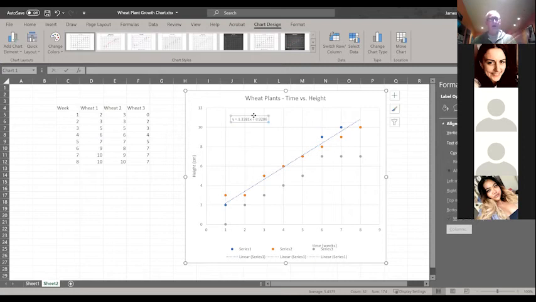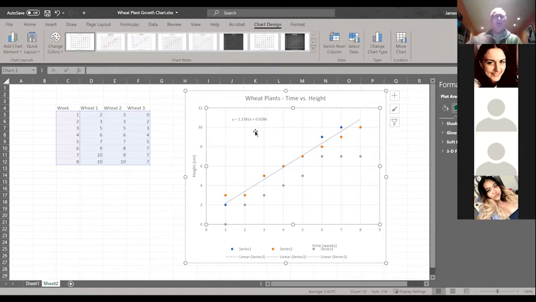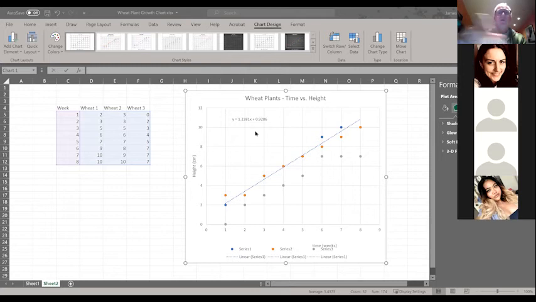for plant number 1. My relationship is y, which is the height, is related to x, which is the time. For every week, it seems that the height increases by 1.238. So this is our classic, where's my annotation? Here we go. So that is my y equals mx plus b. This is what a linear graph is going to look like.